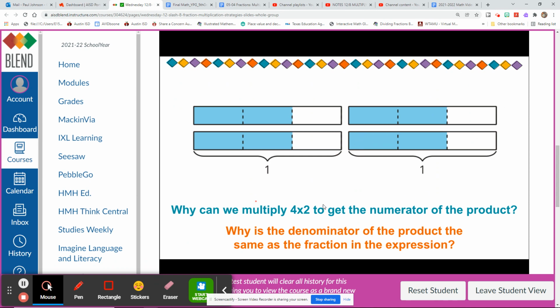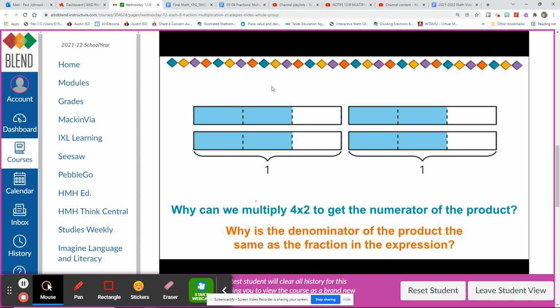We can multiply 4. Why can we multiply 4 times 2 to get the numerator of the product? All right, so I just want you to look at this picture real quick. Why can we multiply 4 times 2 to get the numerator of the product? And you've already done this problem, so you already know.